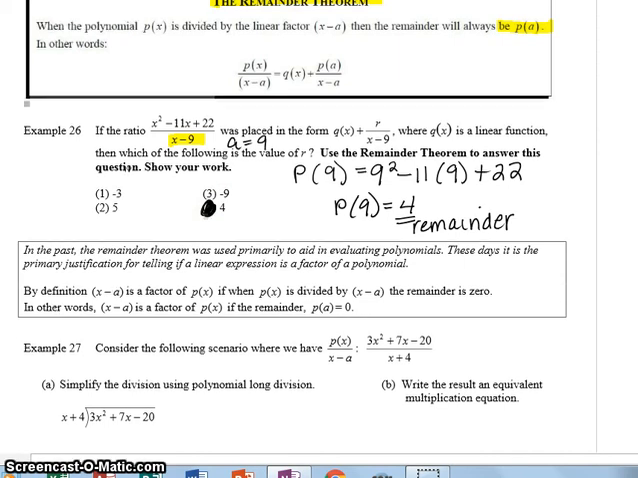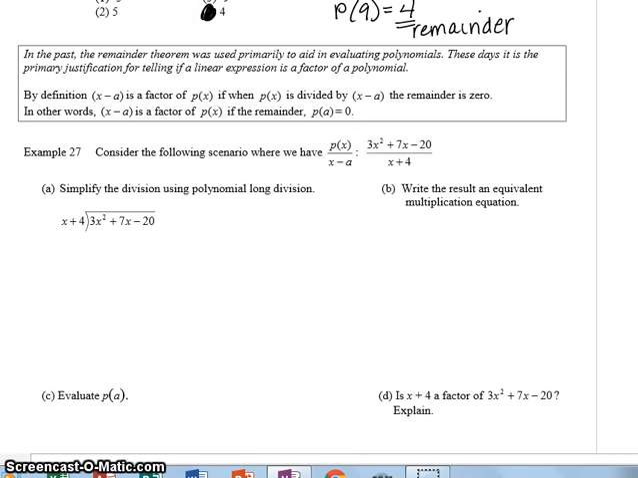All right, it says in the past, the remainder theorem was used primarily to aid in evaluating polynomials. These days, it is the primary justification for telling if a linear expression is a factor of the polynomial. All right, so, something to pay attention to.